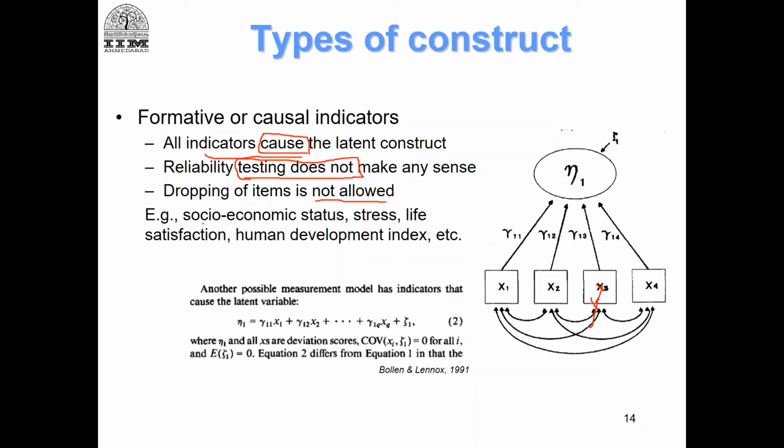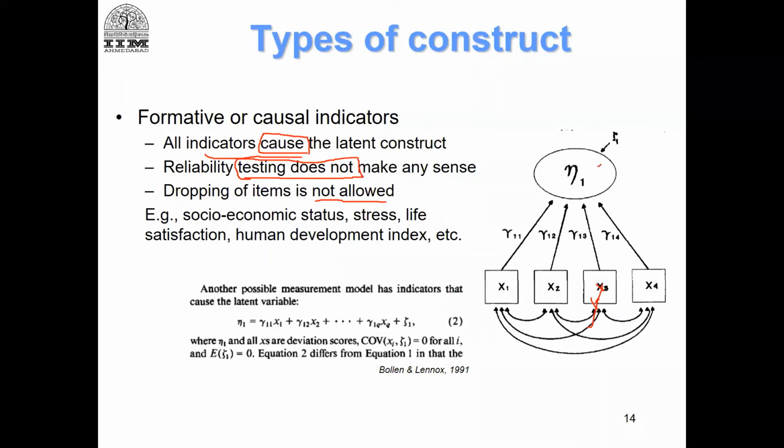Okay. For example, socioeconomic status. What is socioeconomic status? Socioeconomic status is a measure of the background of an individual. So socioeconomic status is determined by father's income, mother's income, father's education, mother's education, right? In general. So let's say there are four indicators: father's and mother's income, father's and mother's education. Now, all four of them are important in contributing to the socioeconomic status here, right?